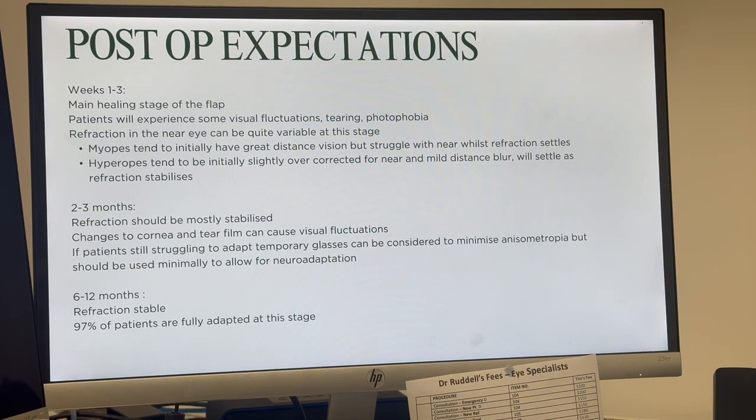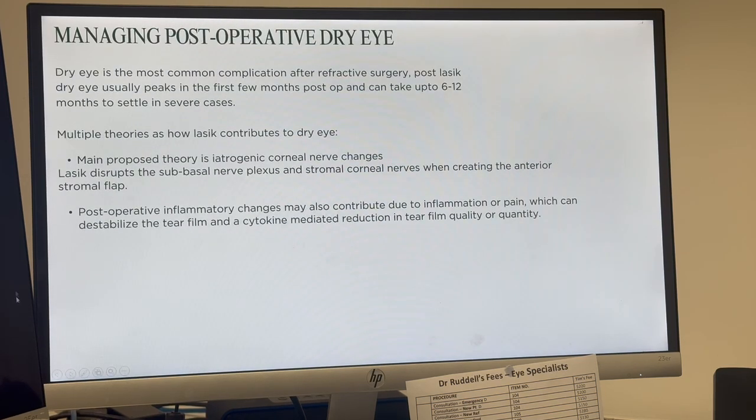Myopes typically tend to have great distance vision, but they notice initially that their near vision is not great. The opposite tends to be true with hyperopes. Their near vision is generally a little bit more overcorrected, and their near will be great, but their distance will look blurry. As that refraction settles, at about the 2 to 3 month mark, that will all shift out and give them that really great intermediate blend zone. And then generally everything's neuroadapted by the 6 to 12 month mark, and most patients are fully adapted and stable within that 6 to 12 month mark.